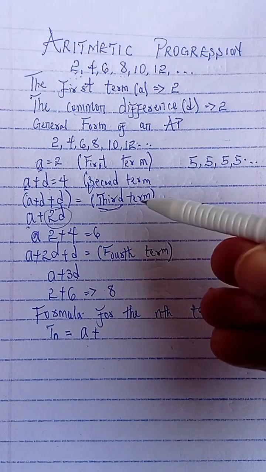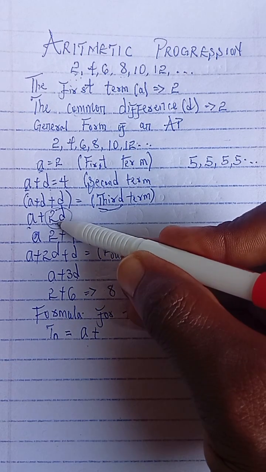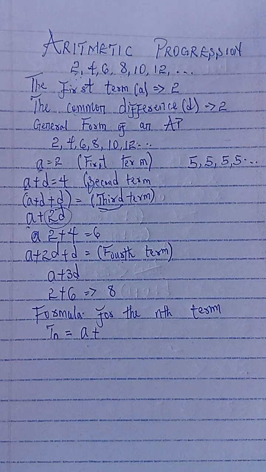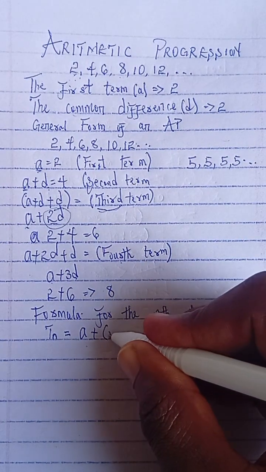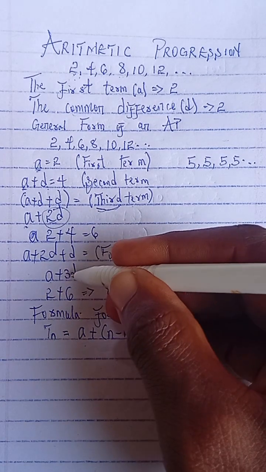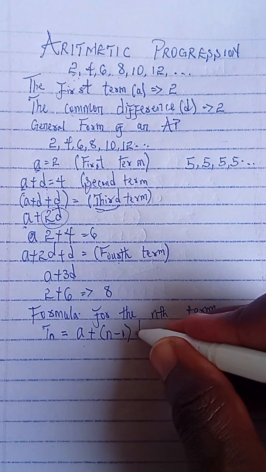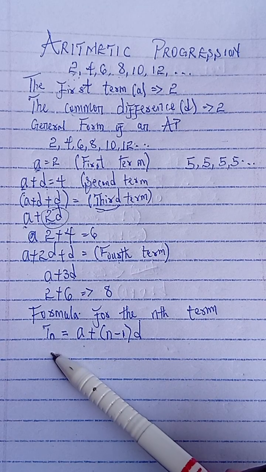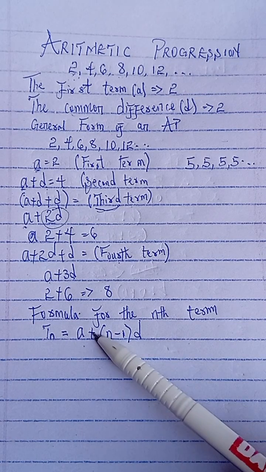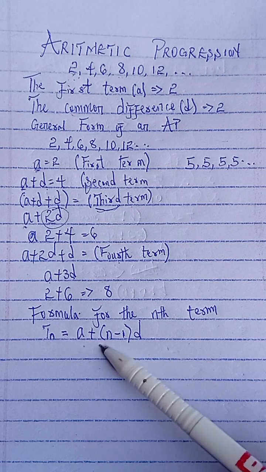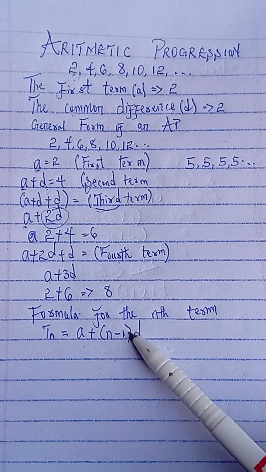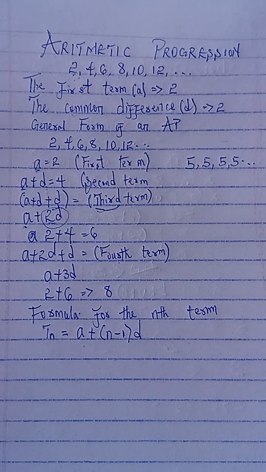So A plus, now when you look at the third term, here became 2D. When you look at the fourth term, here became 3D, meaning that the multiplier is always one less than the term number, indicating that this is going to be n minus 1 multiplying the common difference, and this is the formula. So what does this formula mean? This Tn is the term you are looking for. This A, we've already established, is the first term. The n is representing the position of the term, while the D is representing the common difference.